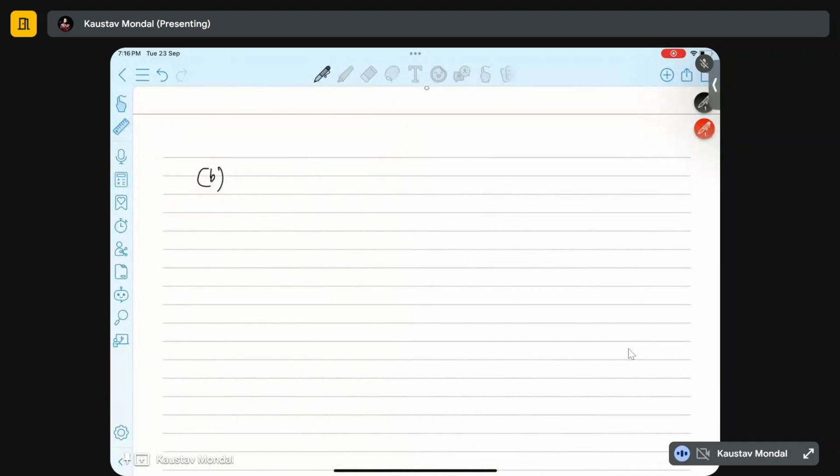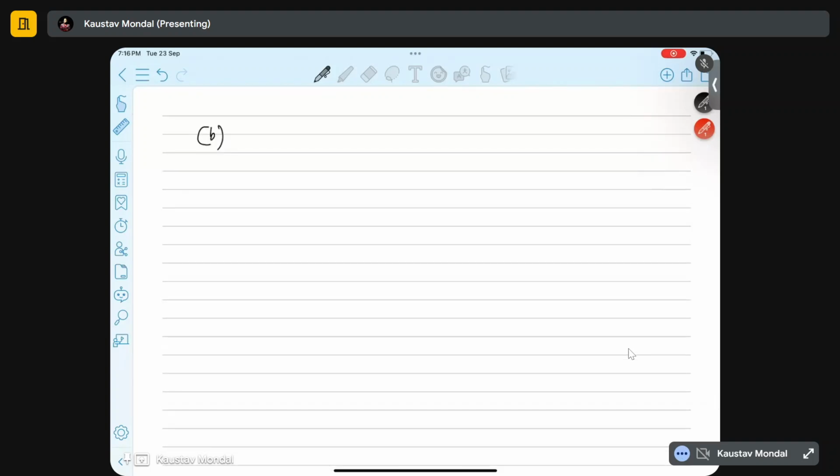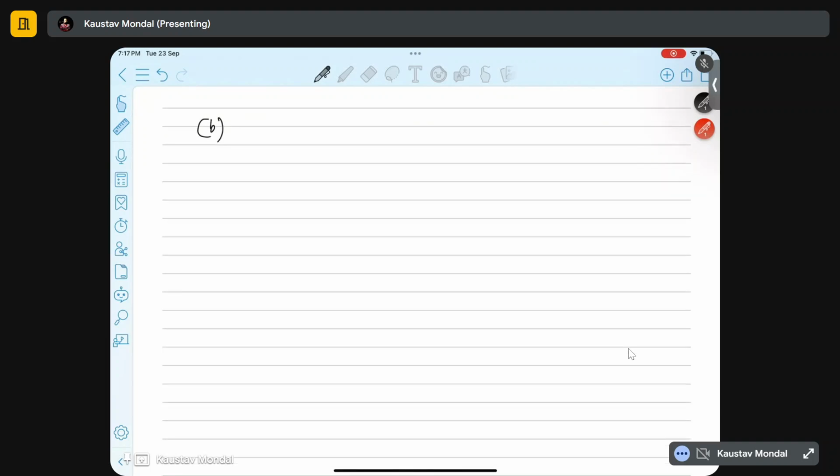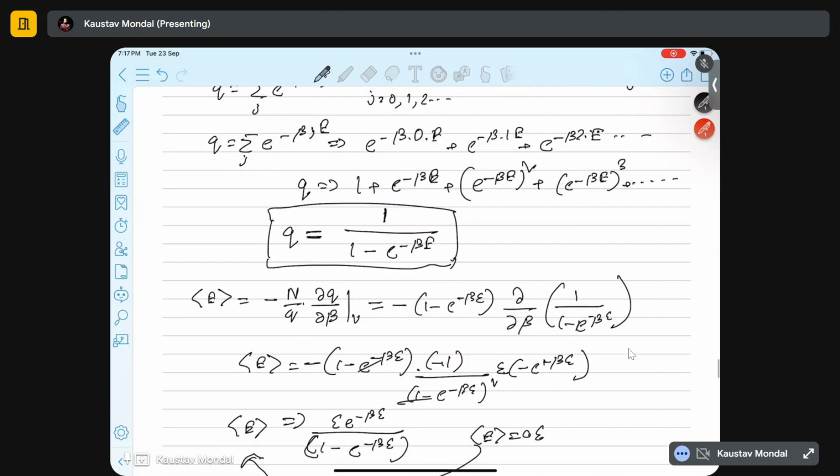So you have to basically rewrite the partition function in terms of A and E. Okay, so how would you do that? For that, we already know the partition function expression, right? So let me rewrite it once again. Q is simply 1 divided by 1 minus e to the power minus beta E, right? This is the form of Q that we derived earlier.